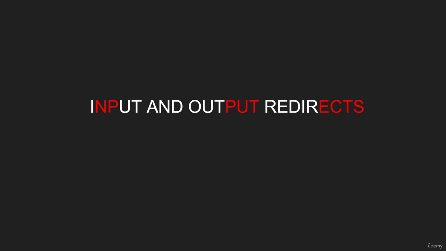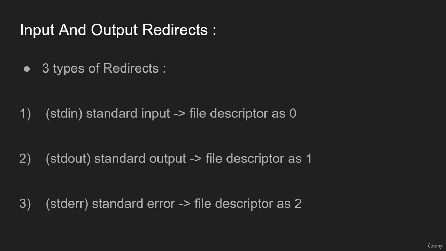Today I am going to teach you about the input and output redirects in our Linux system. So let's just start. There are three types of redirects. The first one is the stdin, standard input, which has the file descriptor 0. The second one is the stdout, standard output, which has the file descriptor 1. And the third one is the stderr, standard error, which has the file descriptor 2.